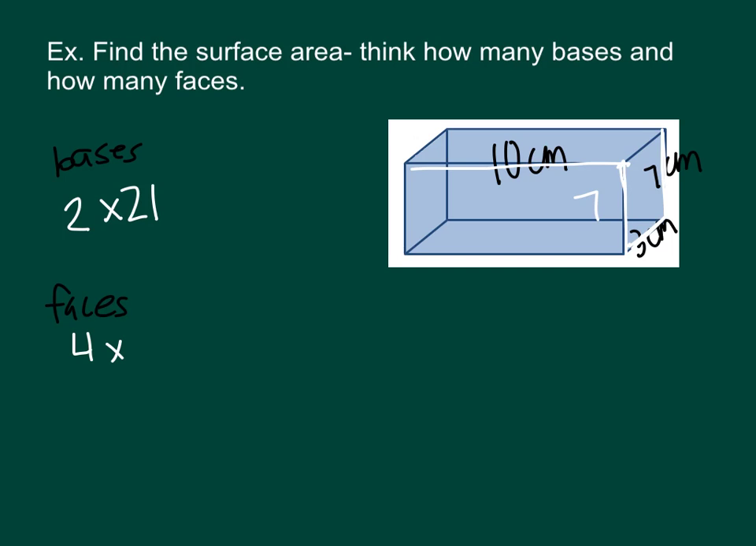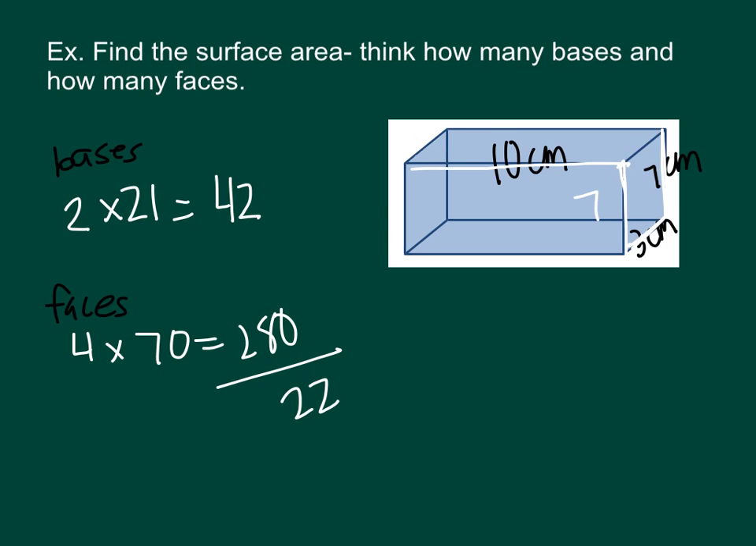So, 7 times 10 is 70, so 4 times 70. Do some quick math here. 280. And then I just need to add those two together. 42 plus 280 is 322 centimeters squared. And that's my surface area. I'm going to call that SA. Meaning if I was to measure all the way around this shape on all of its sides, it would be 322 centimeters squared.